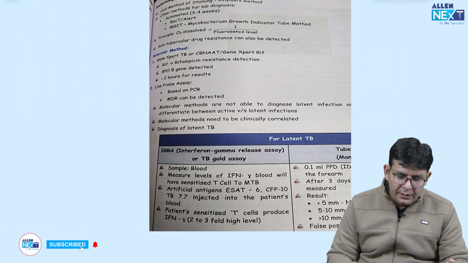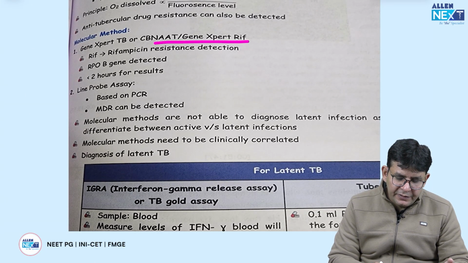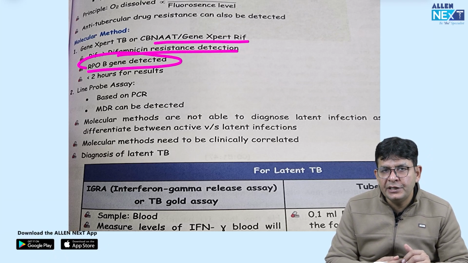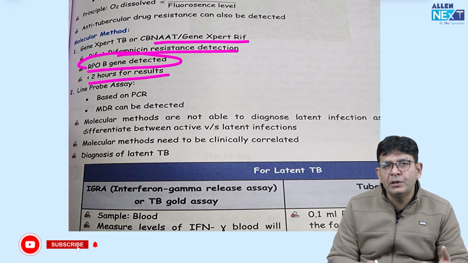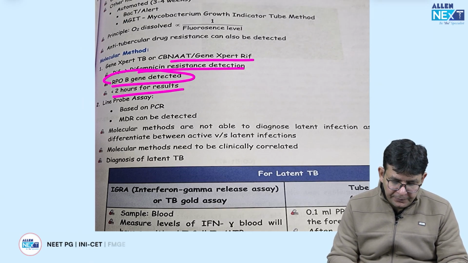Now I have already told you that CB-NAT or Gene Xpert RIF detects rifampicin resistance, and this particular rpoB gene is detected. And the good thing about it is that you have the results within 2 hours of the process. So it's very fast.